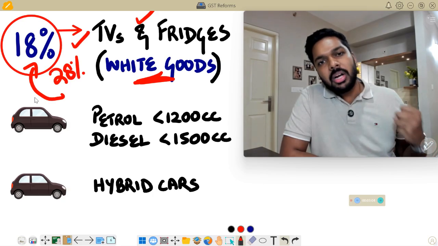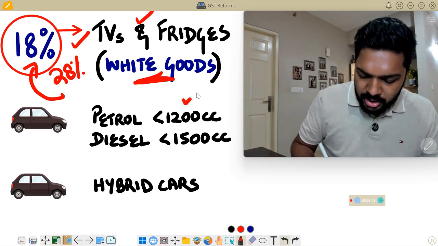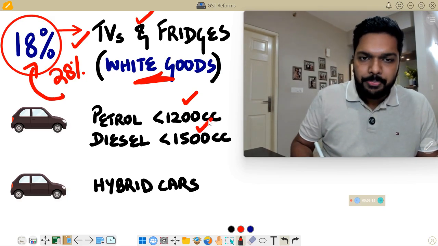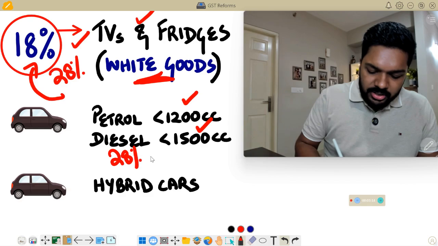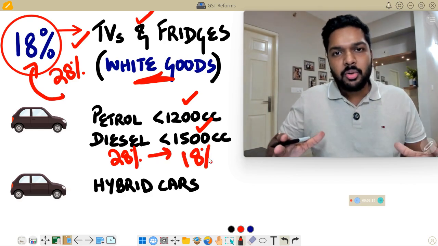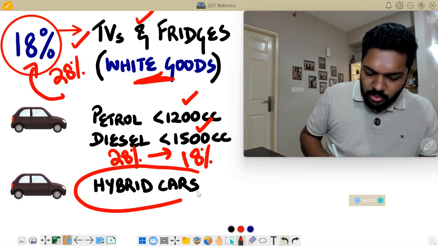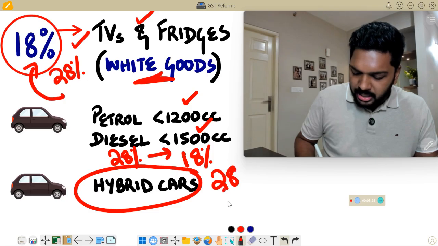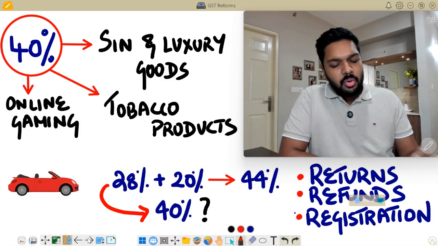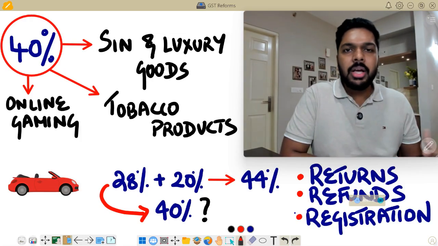If you come to small cars, if it's a petrol vehicle with the engine capacity of not more than 1200 cc or a diesel vehicle with the engine capacity not more than 1500 cc, from a 28%, this will now be slashed to a 18%, which is a big boost to the motor car industry of the country. Even for hybrid cars, the same thing will be followed, wherein it was a 28% and now it will be a 18% GST.